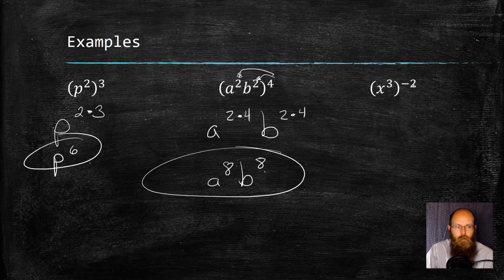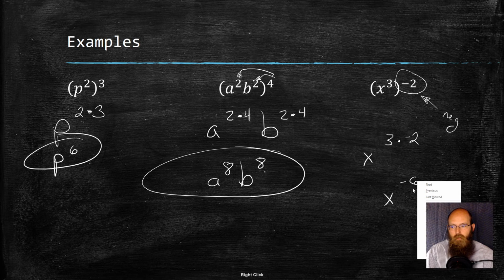Then my next one. This one's a little bit scarier looking because there's that negative in there, but these are not any more challenging. I still follow the exact same rules. So I have x cubed raised to an exponent, so I have x cubed times that exponent. And what is 3 times negative 2? Well, that's x to the negative 6.